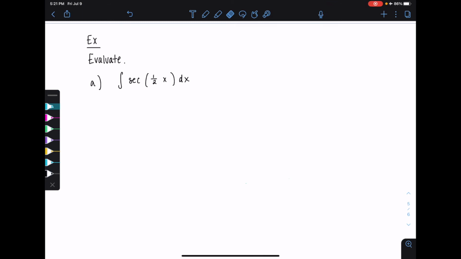Let's evaluate the integral of secant of 1/2 x dx. Again, I've got a function inside secant, so it's going to be the smartest thing for me to do to make a u substitution, and we're going to let u be this inside quantity. So we'll set u equal to 1/2 x, so du is 1/2 dx. I'm missing this 1/2, so I go ahead and bring that to the other side, or multiply both sides by 2. So 2 du is dx.